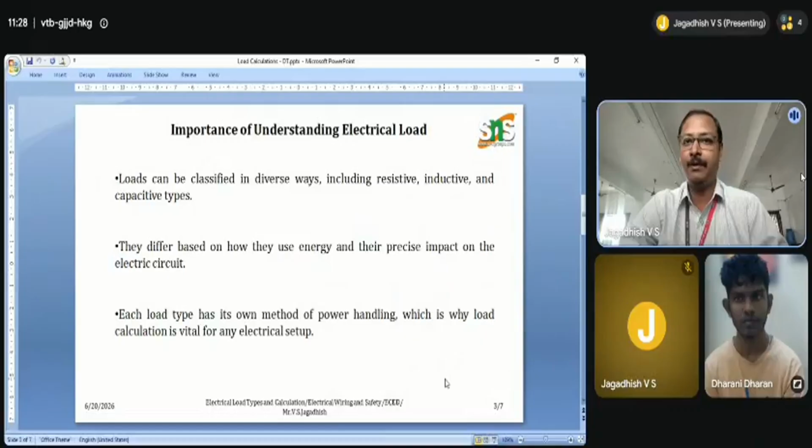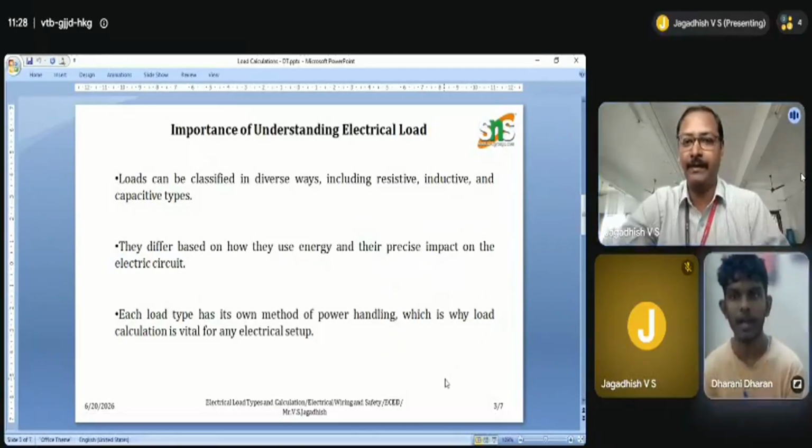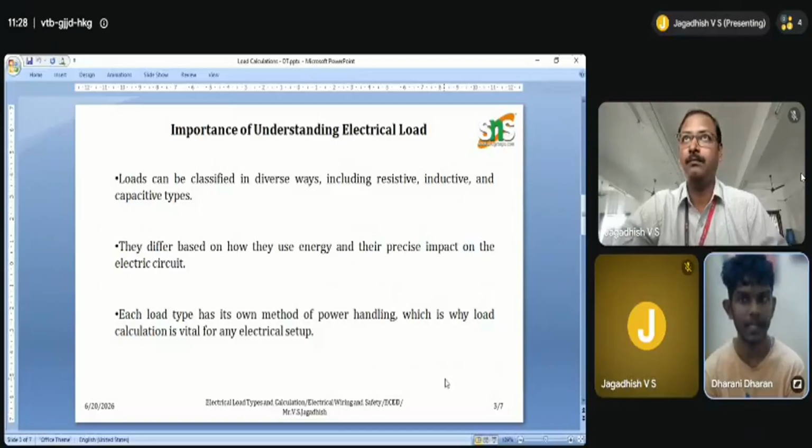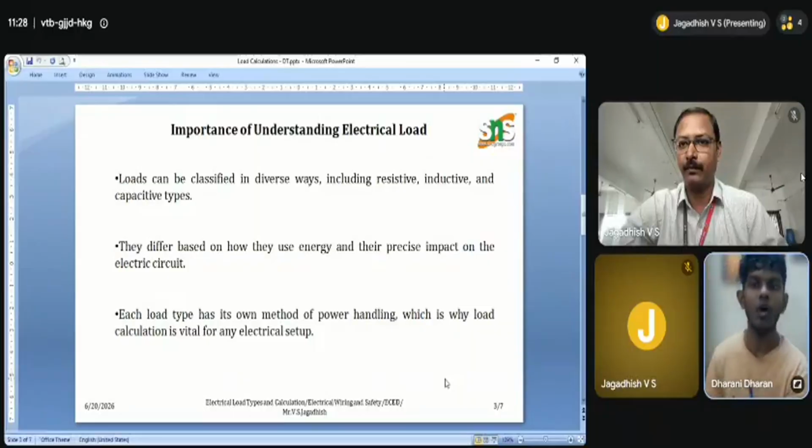Why is it important for us to understand this electrical load? Sir, usually loads can be classified in diverse ways, including resistive, inductive, and capacitive types. They differ based on how they consume energy and how precisely they impact the electric circuit. This is all about how the load is distributed. Each load type has its own method of power handling, which is why load calculation is vital for electrical setups.